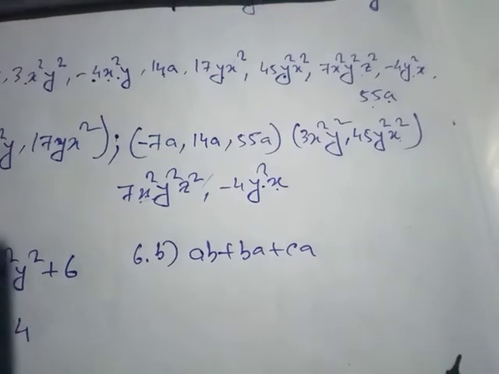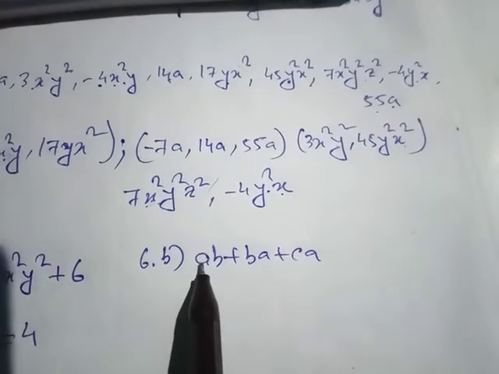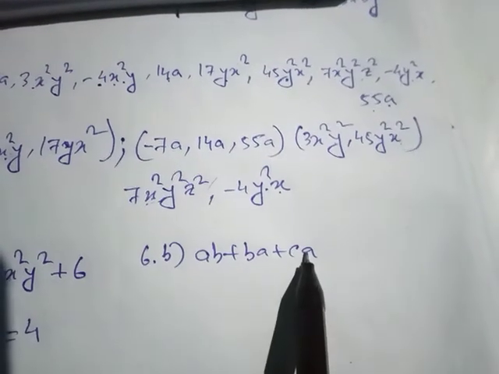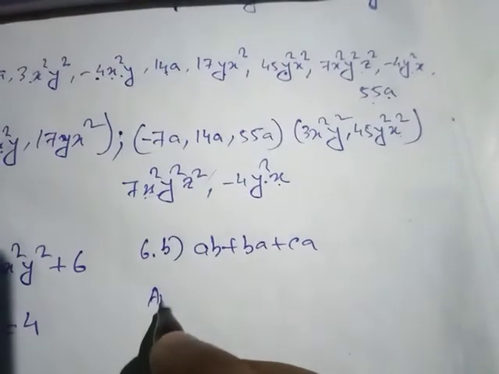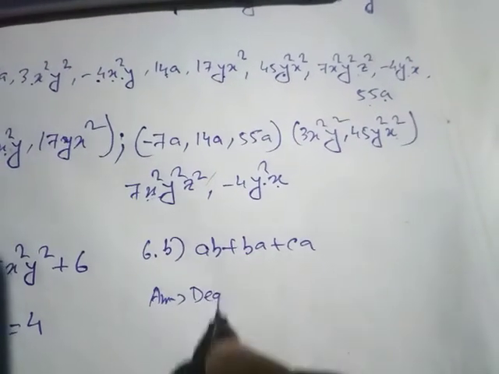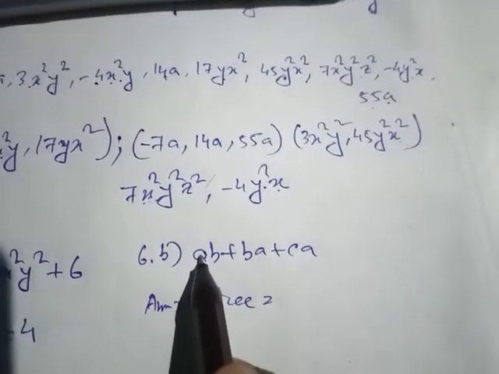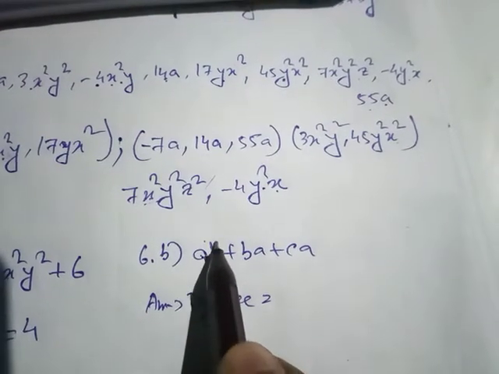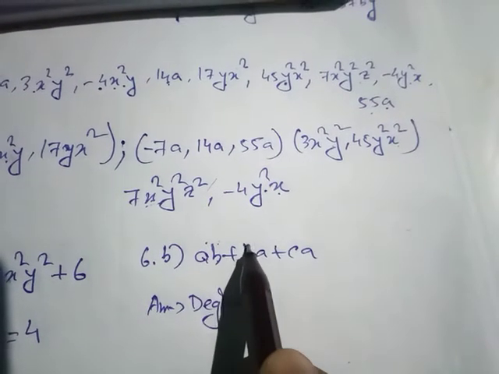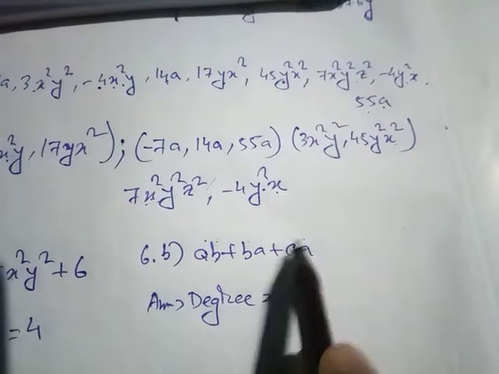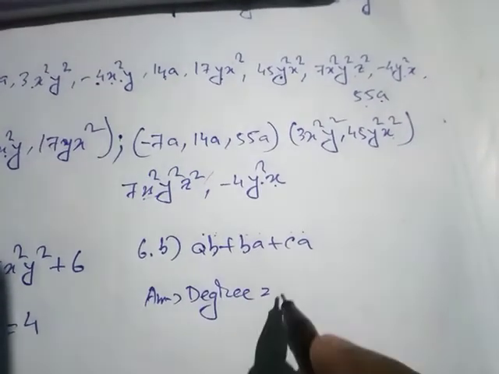Question number 6b. AB plus BA plus C. You have to find the degree. Degree means highest power. See, the power of A is 1, power of B is 1, 1 plus 1, 2. Here also 1 plus 1, 2. So our highest power is 2, so the degree is 2.